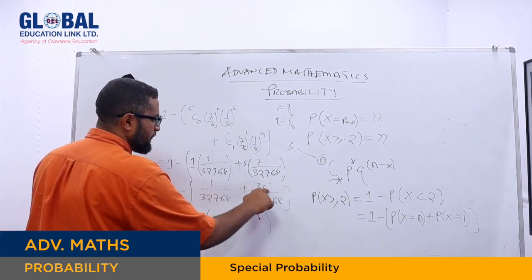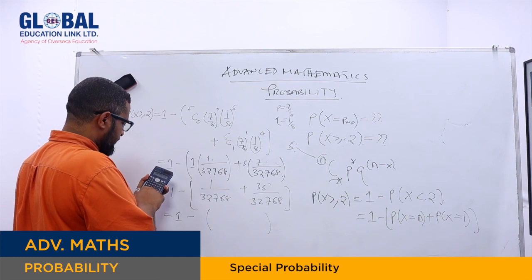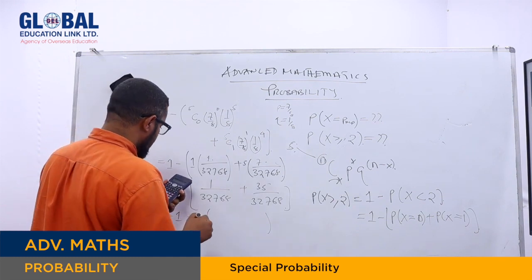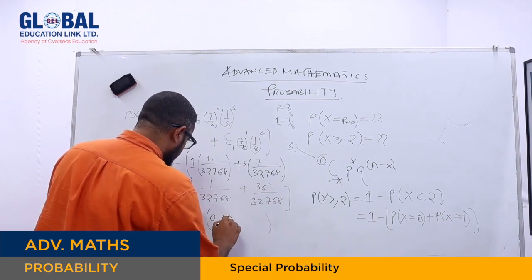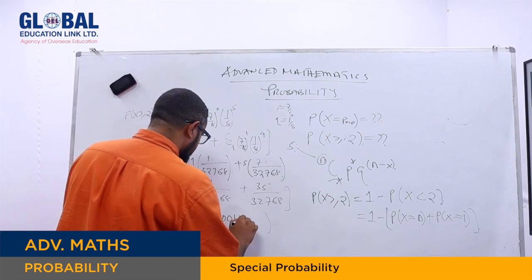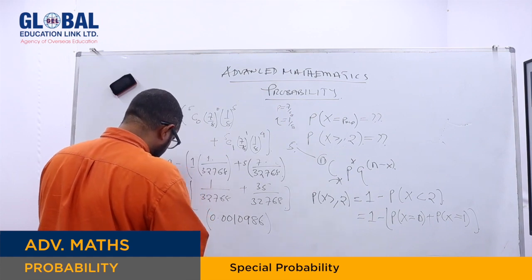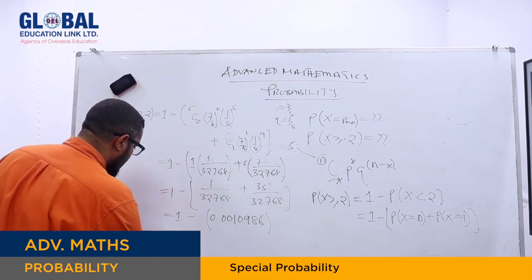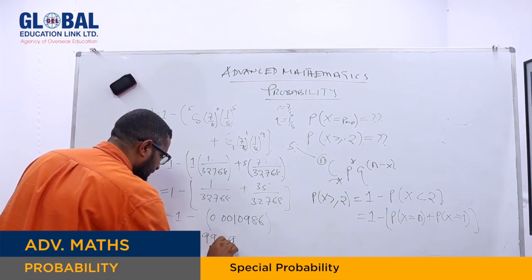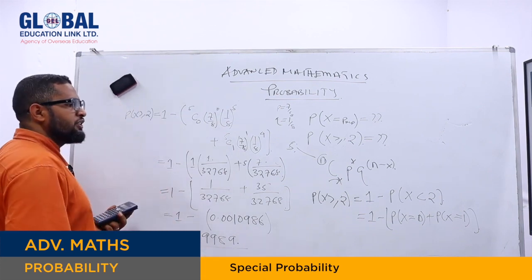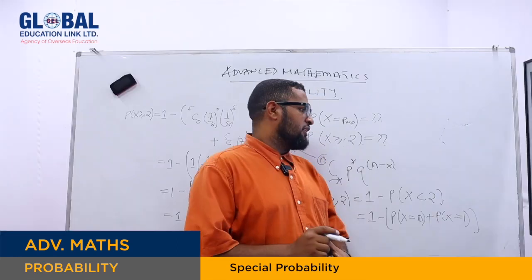So 1 plus 35 is 36. So take 36 divided by 32,768. We get 0.0010986. So when you subtract from 1, you end up having 0.9989. So that is the probability of getting at least 2 pumps working, as in part A.